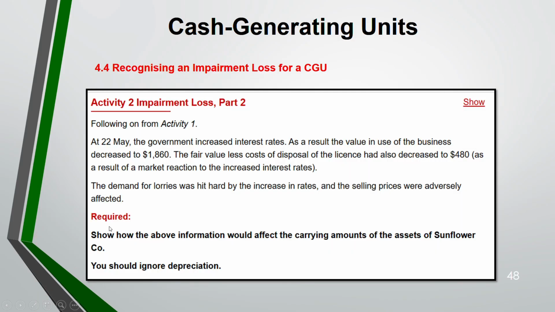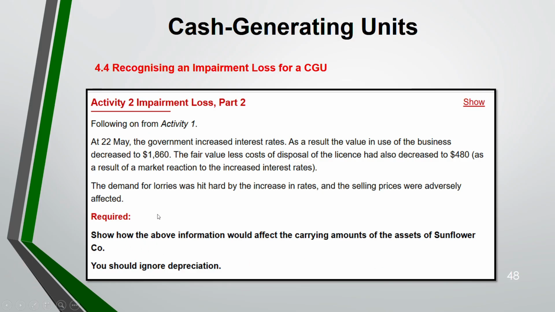Now, activity 2. Following on from activity 1, on 22 May the government has increased the interest rate. So the value in use decreased to 1,860. Fair value decreased to 480 because there was an increase in interest rate. The demand for lorries was hit hard by the increase in rates and the selling price was affected. You have to show how the above information would affect the carrying amount of the asset.